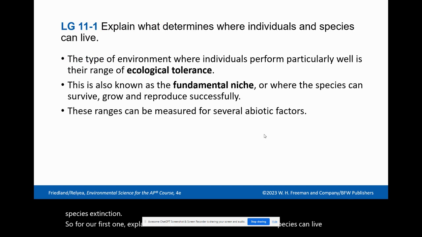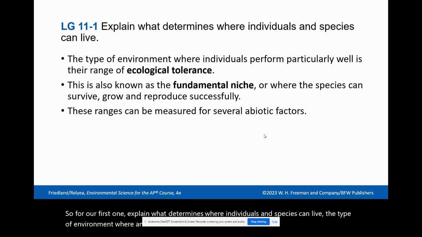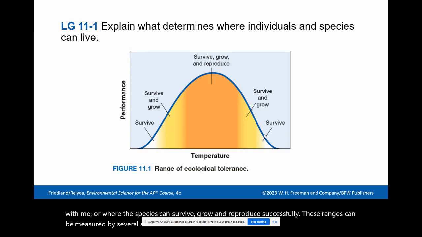The type of environment where an individual performs particularly well is their range of ecological tolerance. We'll go over what that looks like in just a second. This is also known as their fundamental niche, or niche. There's a debate about how you pronounce that. Either way is fine with me. It is where the species can survive, grow, and reproduce successfully. These ranges can be measured by several abiotic factors.